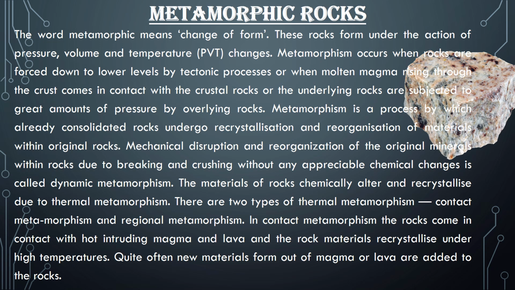There are two types of thermal metamorphism: contact metamorphism and regional metamorphism. In contact metamorphism, the rocks come in contact with hot intruding magma and lava, and the rock materials recrystallize under high temperatures. Quite often new materials formed out of magma or lava are added to the rocks. In regional metamorphism, rocks undergo recrystallization due to deformation caused by tectonic shearing together with high temperature or pressure, or both.